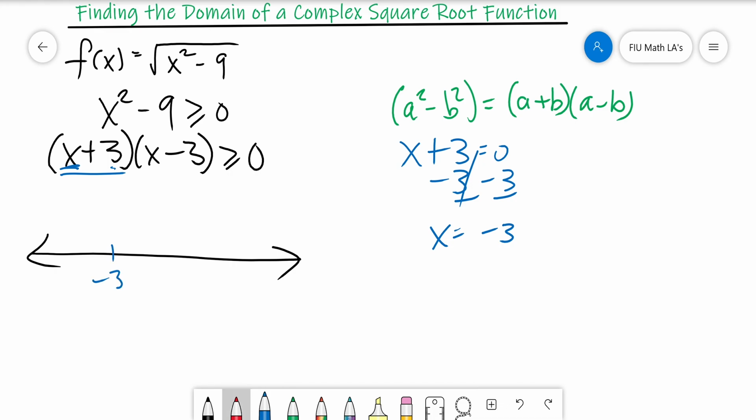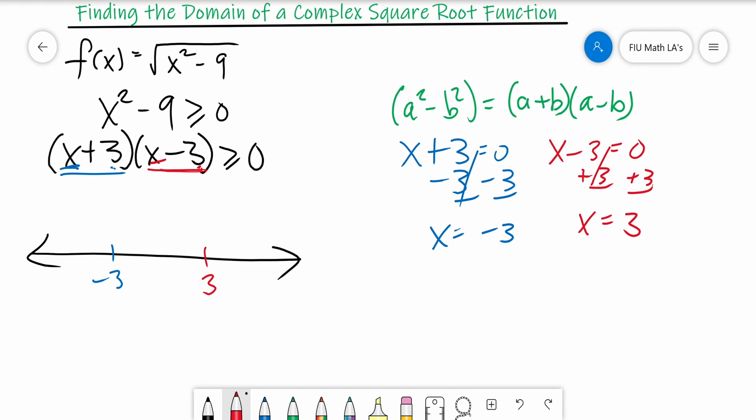The other factor I have is going to be my x minus 3. So I will do the same thing here. x minus 3 equals 0. I will solve for x, so I will add 3 to both sides, and x will equal +3. And again, if I put in a +3 here, +3 minus 3, I will get 0. So I know that +3 is another root, and it is for this particular factor right here. So I will put a +3 here, and those are going to be it.